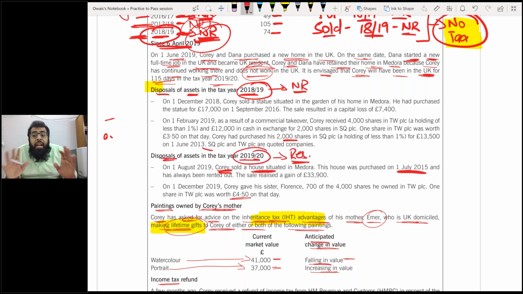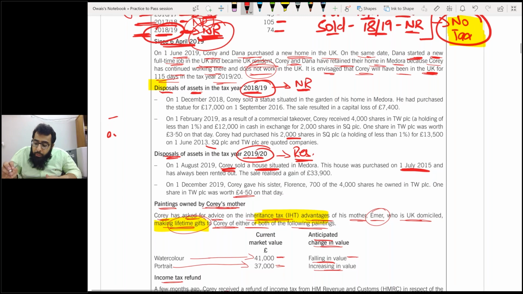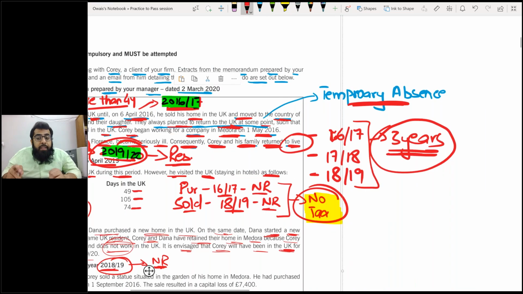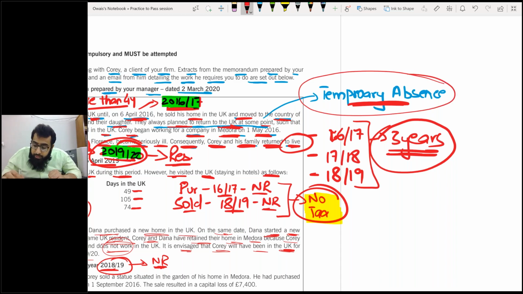When we become resident, we have to pay UK tax on all assets. But when we are non-resident, I told you while reading the question that Corey's situation is of temporary absence.